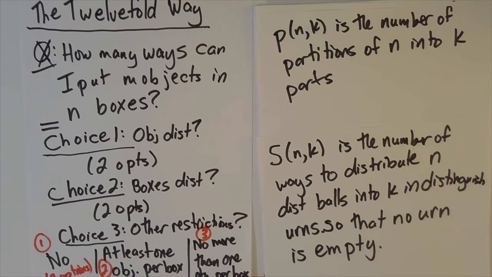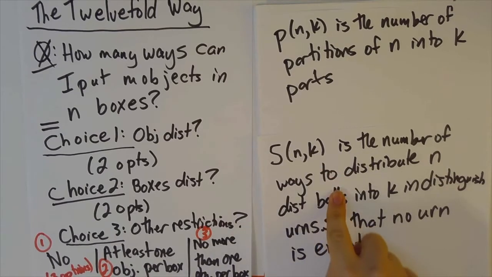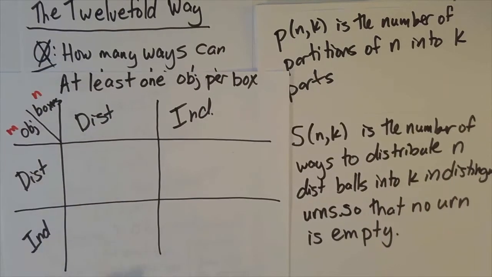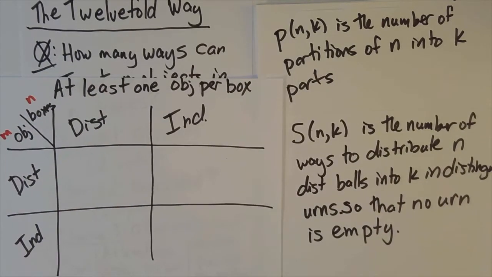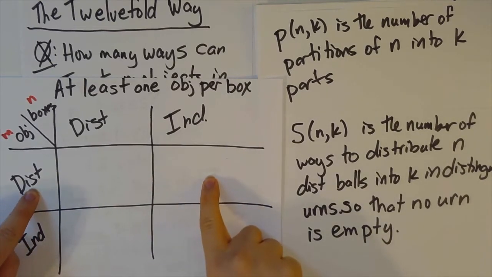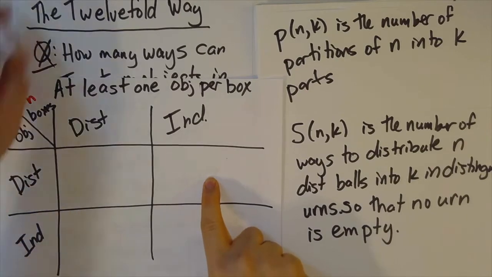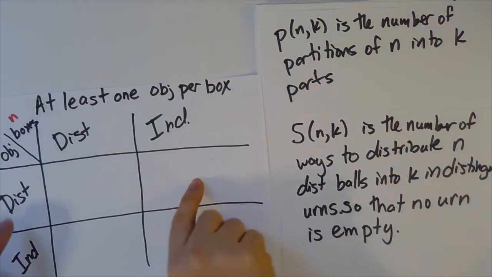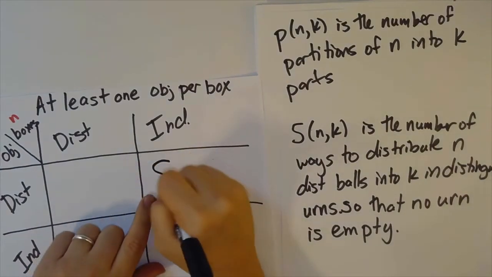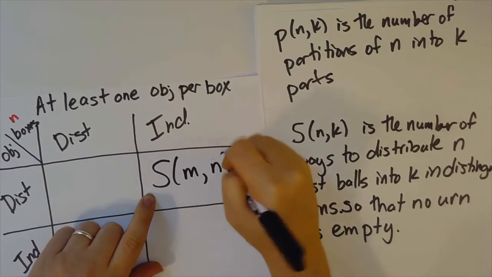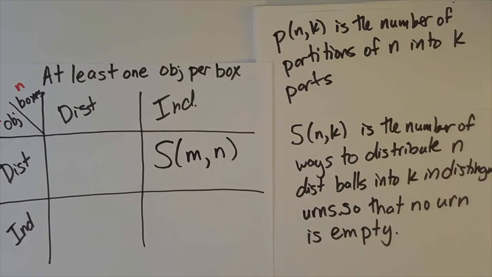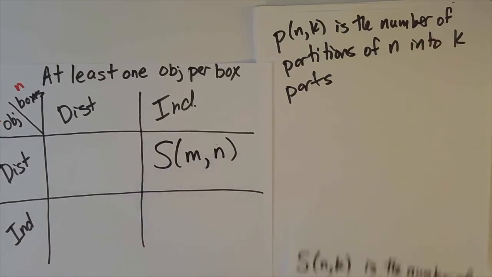Okay, one of these is fairly nice, namely this one. That one is pretty literally put distinguishable objects in indistinguishable boxes so that no box is empty. So very literally, this is S of m,n, big S of m,n. So that one's out of the way for now.